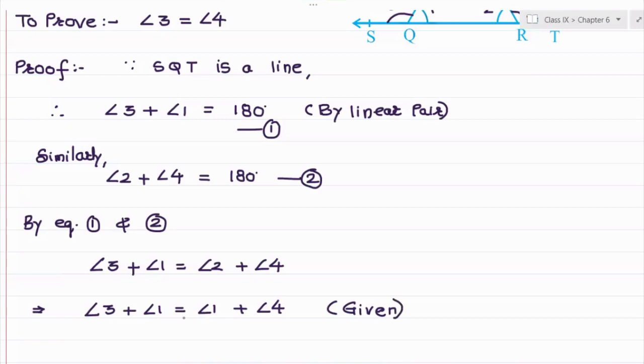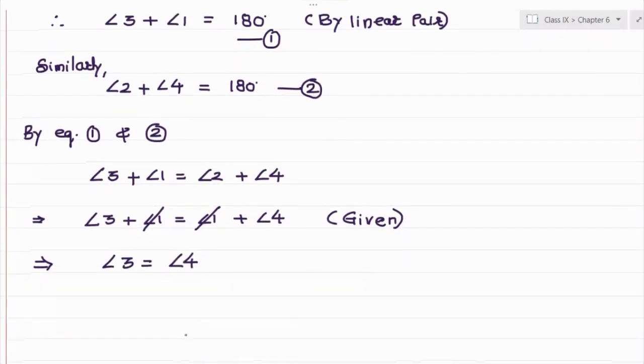Either side means one lies on the LHS and one on the RHS, or you can say on different sides of the equation. If absolutely the same term lies on either side of the equation, then both terms will be cancelled, and we can say that angle 3 will be equal to angle 4, which is remaining. Okay, so this was only required to prove.